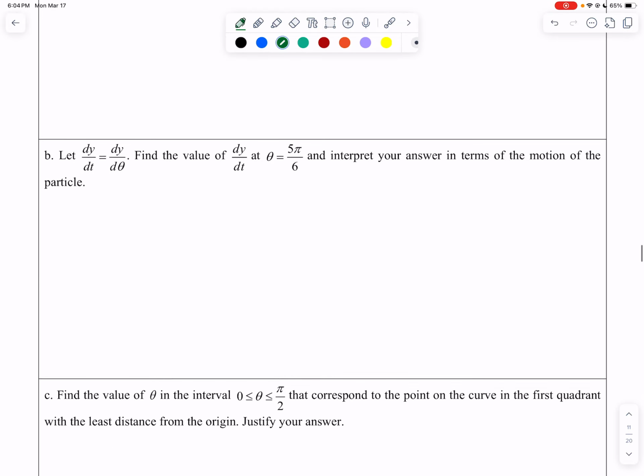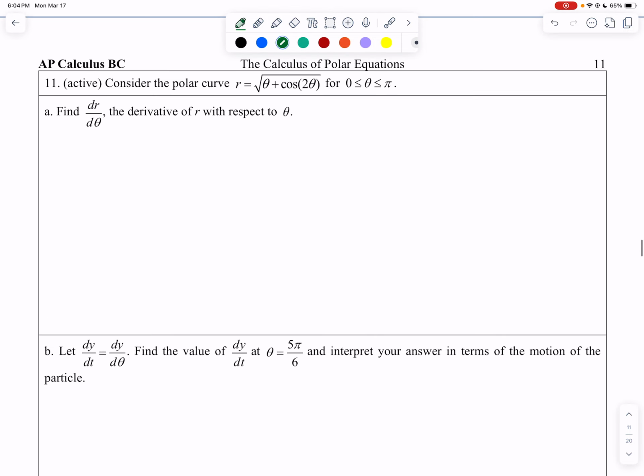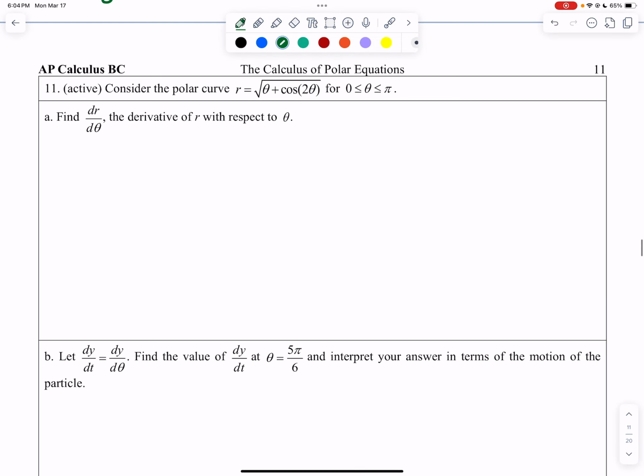All right, you should be able to do number 11, hopefully, and then we'll do more practice in class.